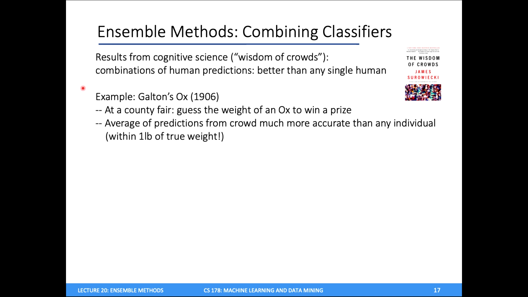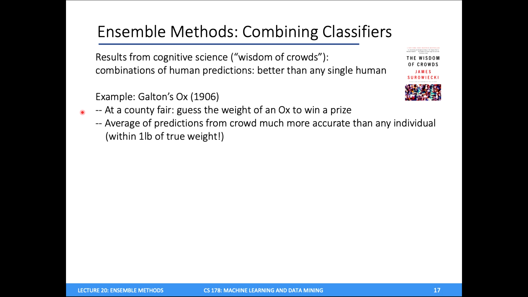The classical example here is called Galton's ox, way back from 1906, where at some county fair, there was a game going on where people would come up, try to guess the weight of an ox, and try to win a prize. So there's some graffiti back here with cows. I don't know if you guys can see it. I didn't draw this, but it's topical for this example, I guess. Anyway, I guess this is what they did for fun back in 1906 at county fairs.